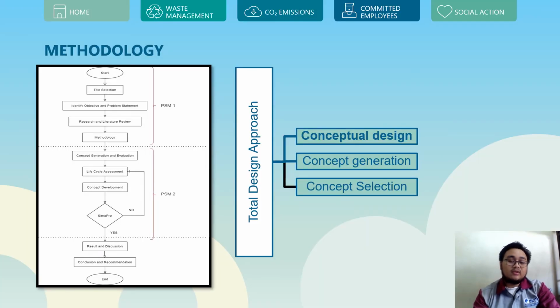The next one is the methodology. For the first methodology, I use a total design approach. There are three types, which are conceptual design, concept generation, and concept selection. My main focus is the conceptual design. I must evaluate the proposed product before it is manufactured. The conceptual design is very important to ensure that the product has a long lifespan.